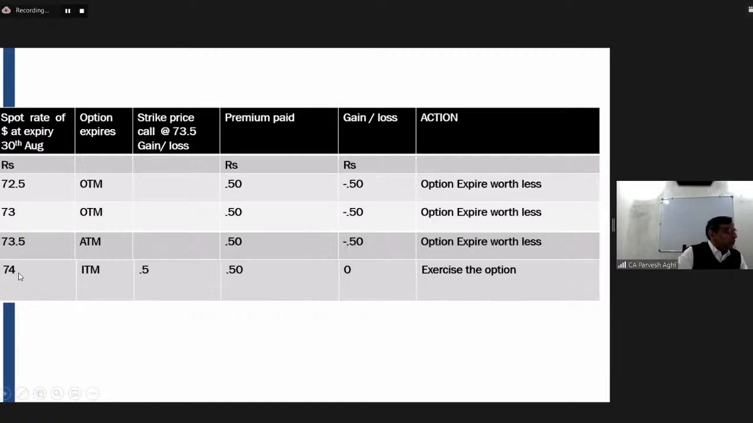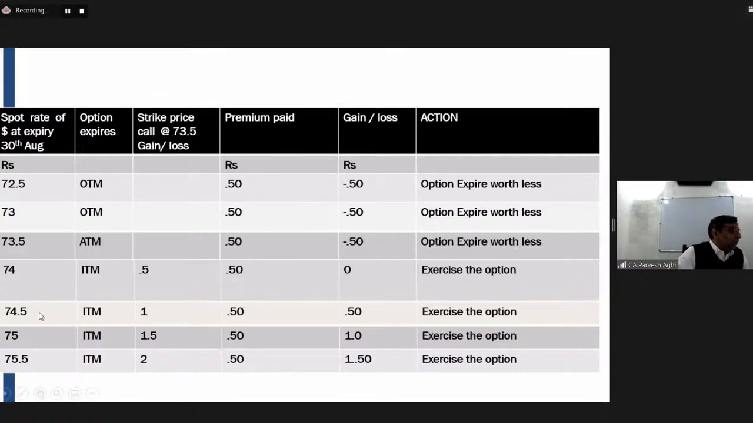Then suppose the spot rate at expiry is 74, which is in the money. So you're making a 50 paisa gain, that means 74 minus 73.5. But you have lost 50 paisa premium, because you paid it upfront. So gain or loss is 0, but you're going to exercise the call option because you're going to claim this 50 paisa from the call writer. In this case, you're going to exercise the option.